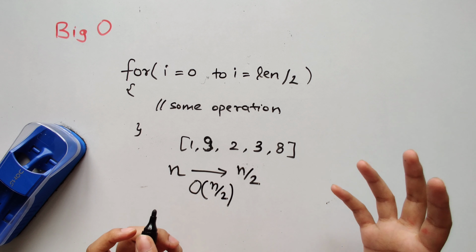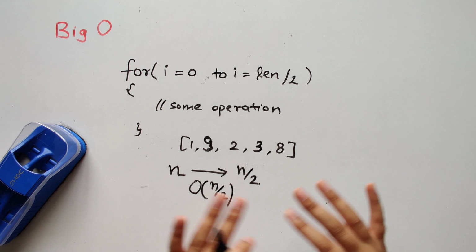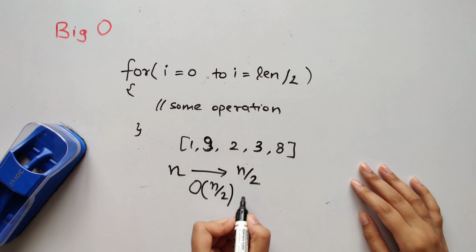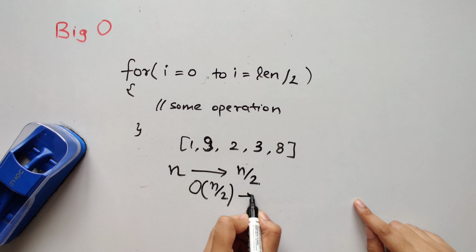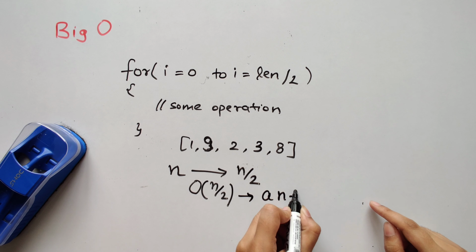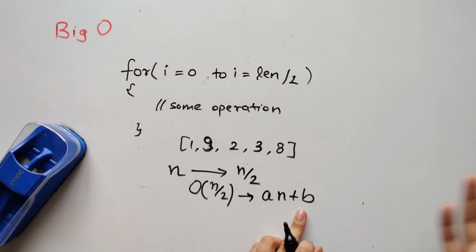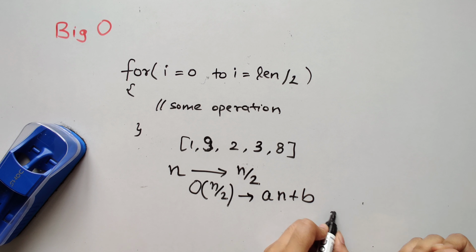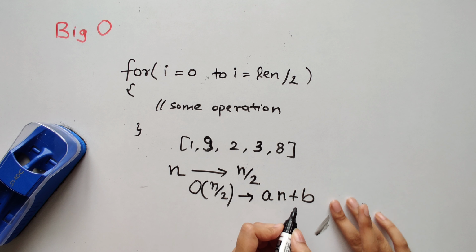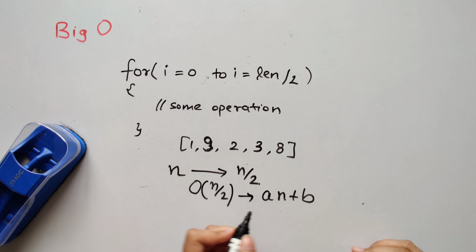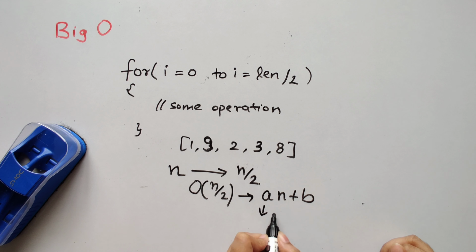But when we are talking about time complexity, we don't take constants into account. So if your time complexity is of the form an plus b, where a can be a constant, in this case it is 1 by 2, and b, let's say for some reason you have to do 2 more operations, so you do plus 2 or something, there is some other constant here. It doesn't matter, you're still going to say that the time complexity of this is O of n.